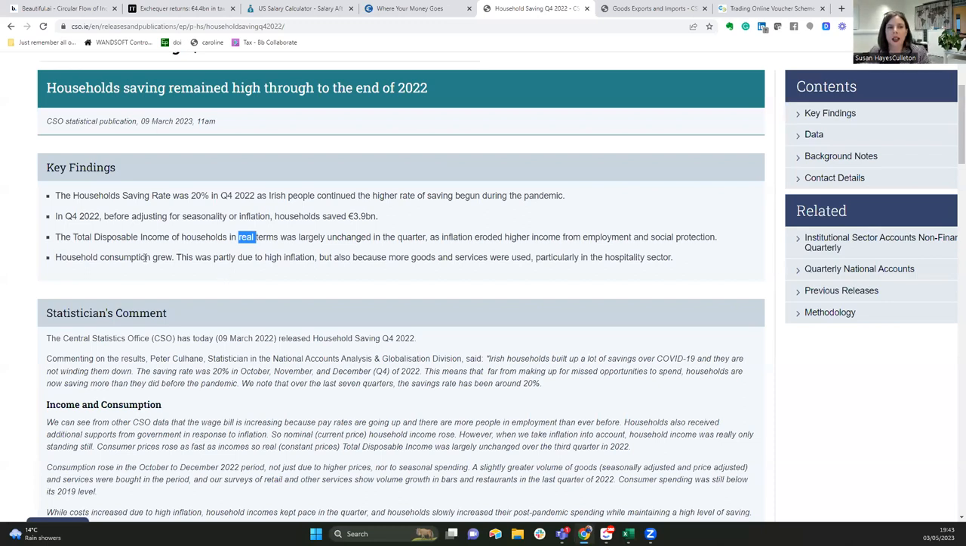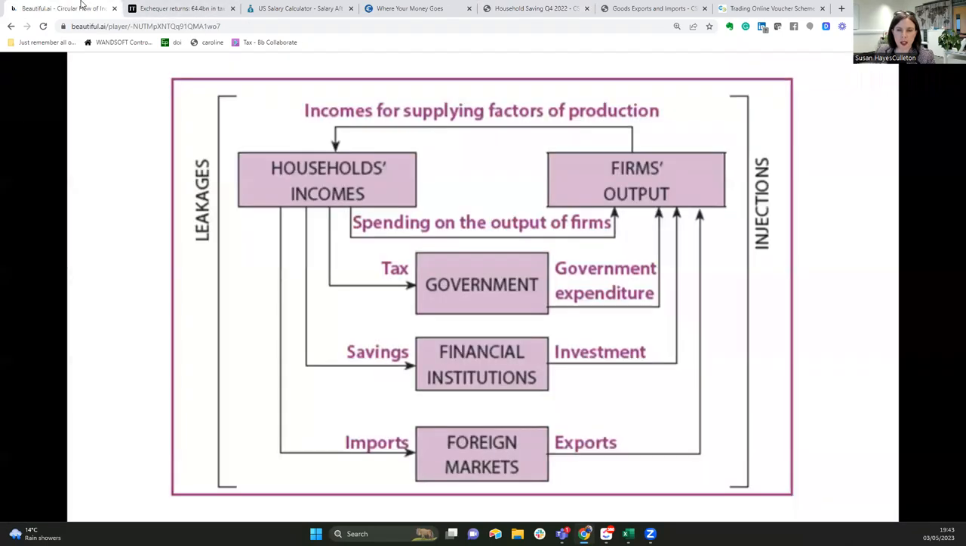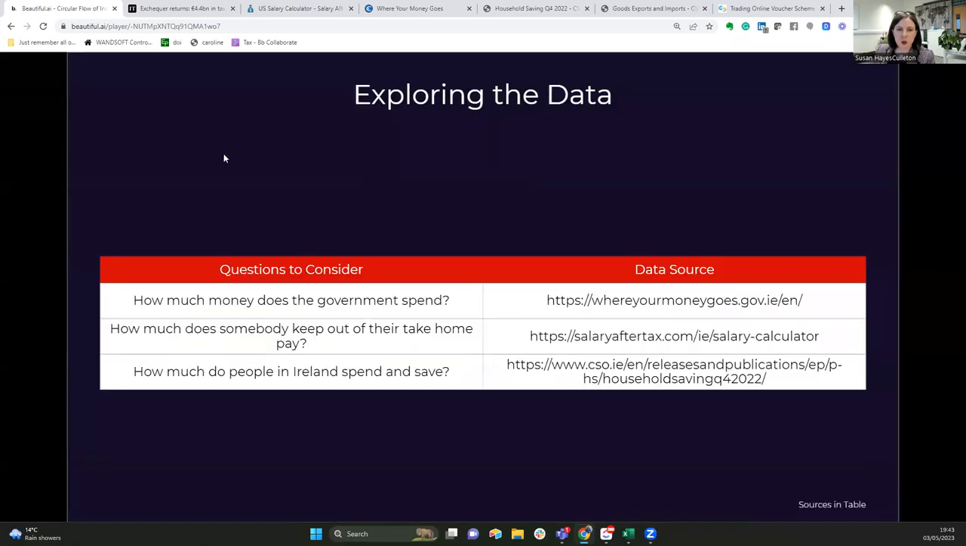But in essence, household consumption did grow, partly due to higher inflation, but also because more goods and services were used, particularly in the hospitality sector. So there was more spending done there as well. Okay, so the answer is 20%. 20% is how much people in Ireland spend and save. So 20% is what they save. And then, of course, to get into how much they spend, we'd have to look into how much costs and tax and so on like that.